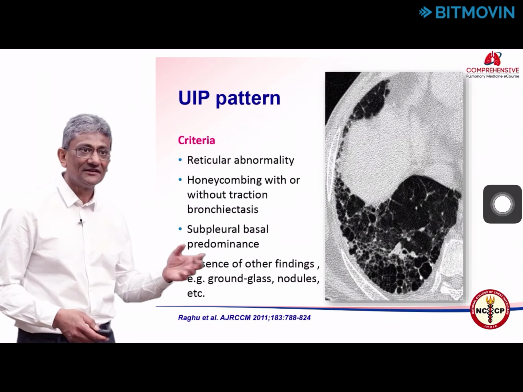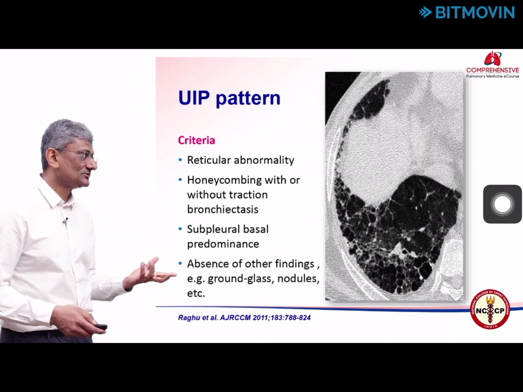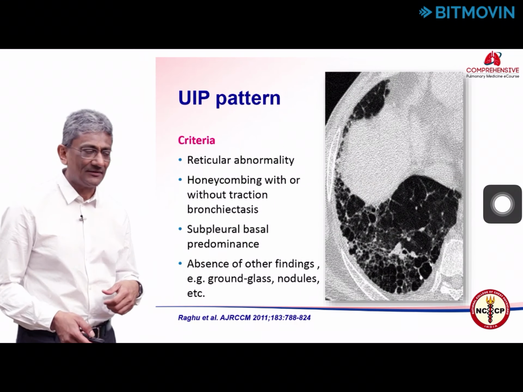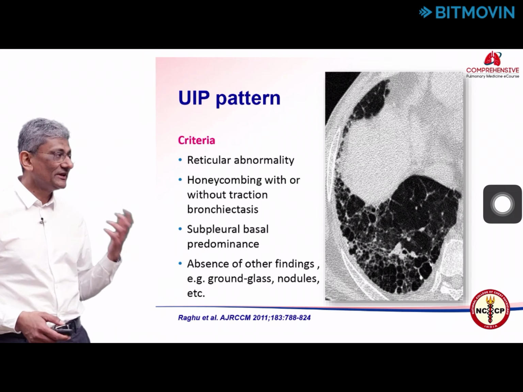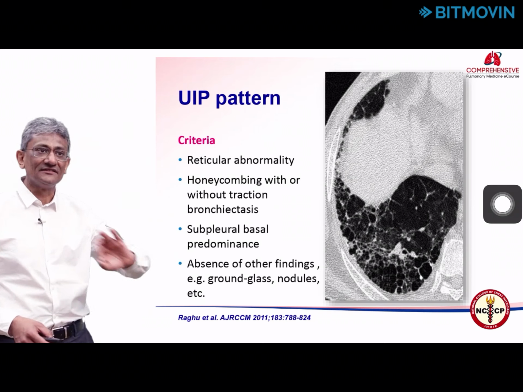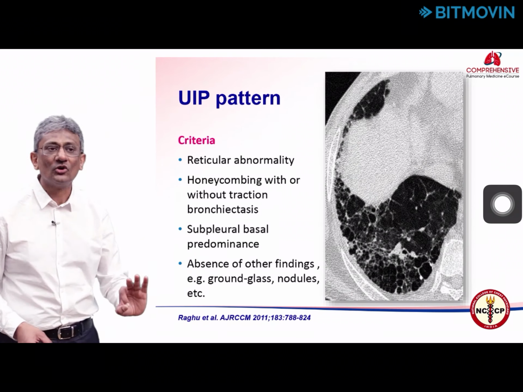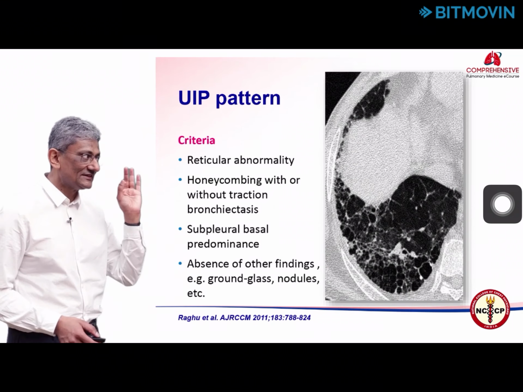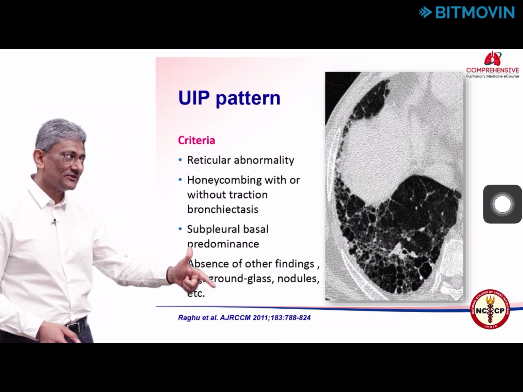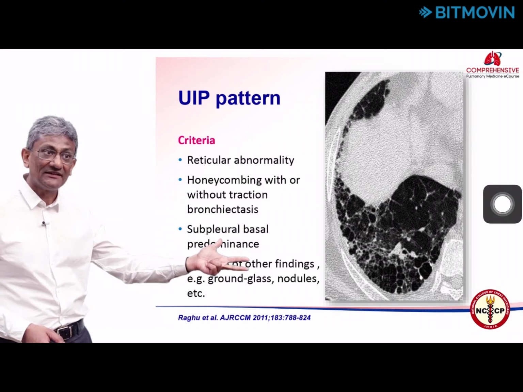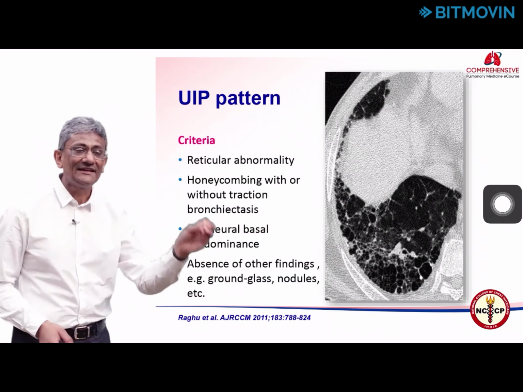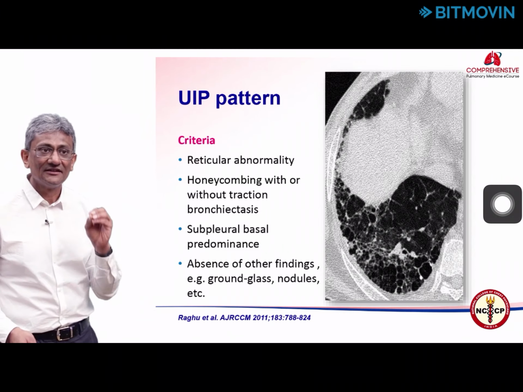And the criteria that came out in 2011 and that still stand would mean having a reticular abnormality, honeycombing, and subpleural basal predominance with nothing else, no ground glass, no nodules whatsoever. So, you can see on the image on the right, we have honeycombing, subpleural basal predominance, and it is a reticular abnormality, and there is nothing else, no ground glass, no nodules, etc. That is our classic UIP pattern.